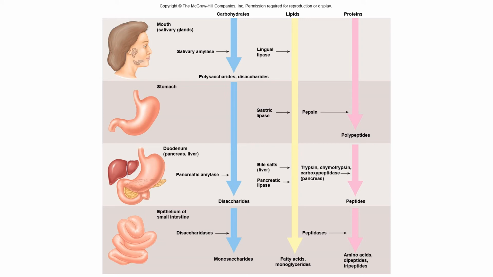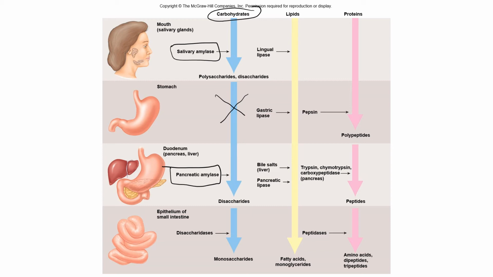An overview of digestion shows that carbohydrate digestion begins in the mouth via the action of salivary amylases. Carbohydrate digestion will stop in the stomach because the hydrochloric acid of the stomach will break down the salivary amylases. Digestion of carbohydrates will pick up again in the duodenum via the actions of pancreatic amylases.